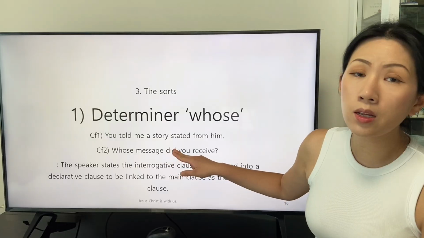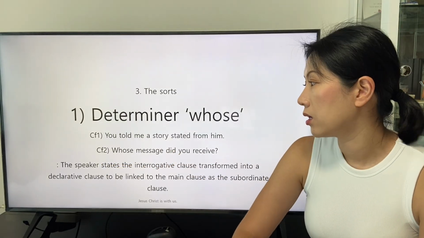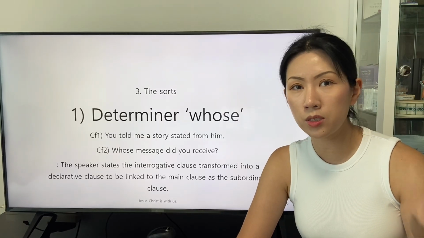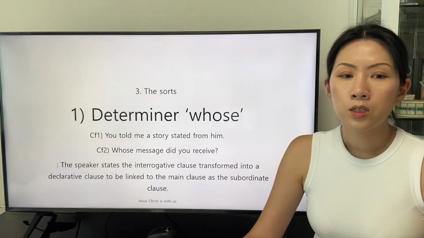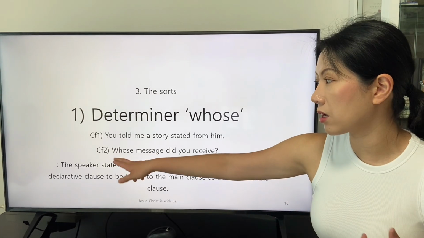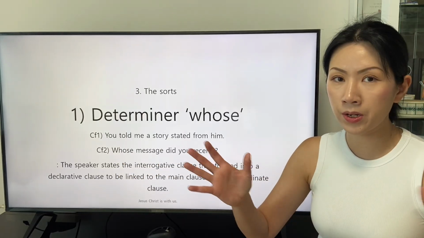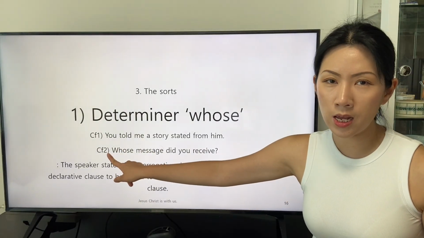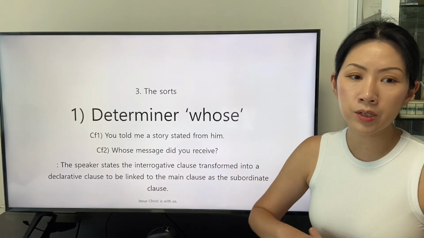And the second example, the second sentence in which the interrogative determiner whose is applied, is this: Whose message did you receive? We can find that the speaker transformed the second sentence to a declarative statement because the speaker figures out the message indicated by the phrase whose message.